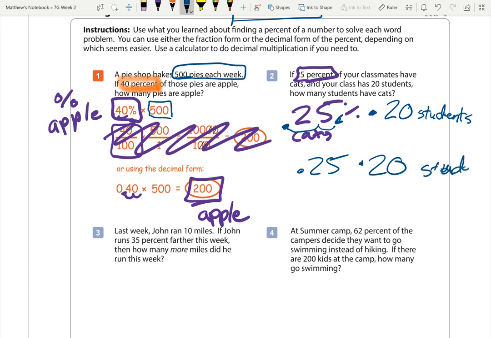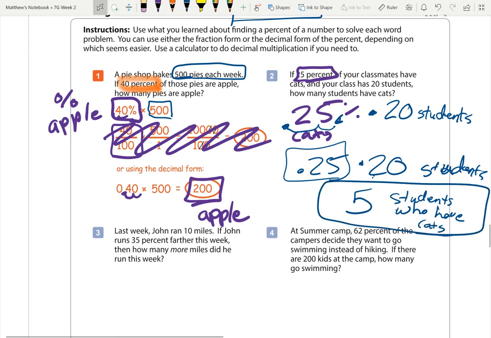What I want you to look for here is the fact that this is 1/4, right? 0.25 is 1/4. And so you can think, okay, what is 1/4 of 20? Well, that's going to be 5. So here, that's going to give me 5 students who have cats.